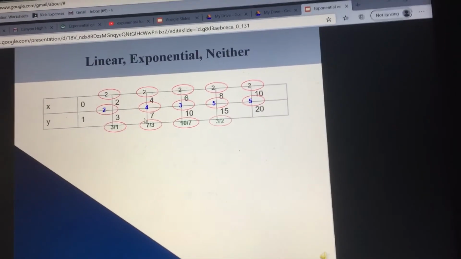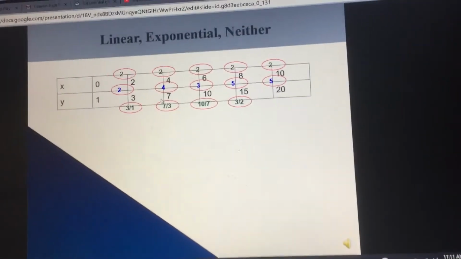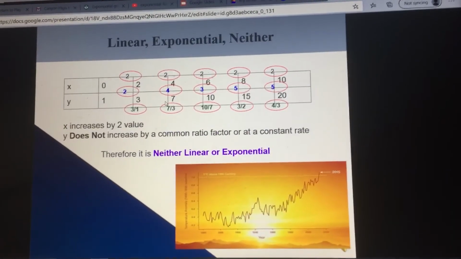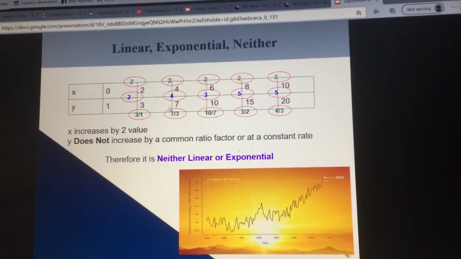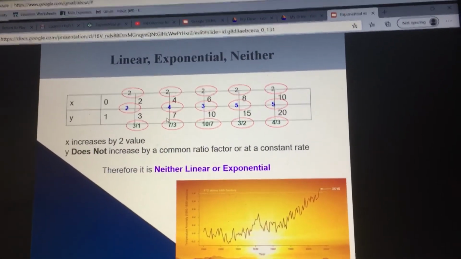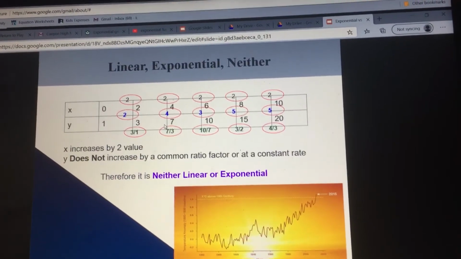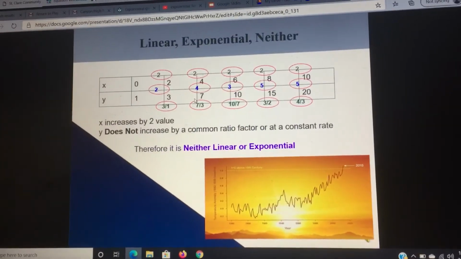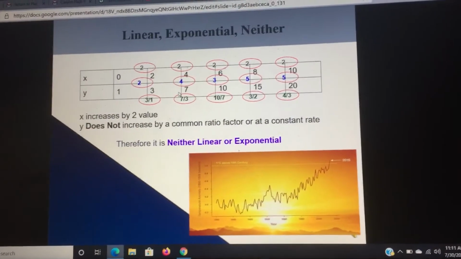So this is going to be one of what? Yep, you guys got it. It's going to be neither. X increases by 2, but y does not increase by a common ratio factor or at a constant rate. Therefore, it's neither linear nor exponential. Here's kind of a graph that I thought was kind of cute.